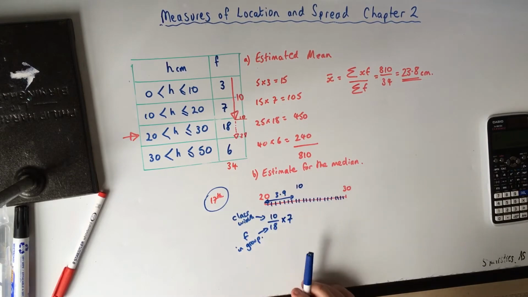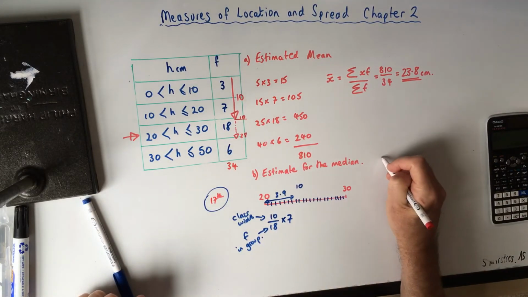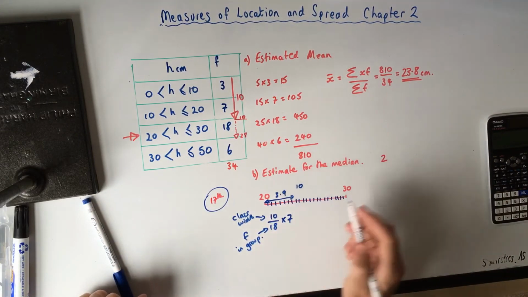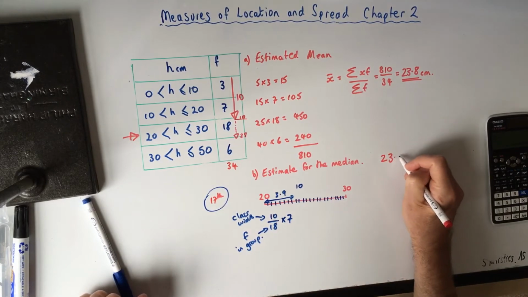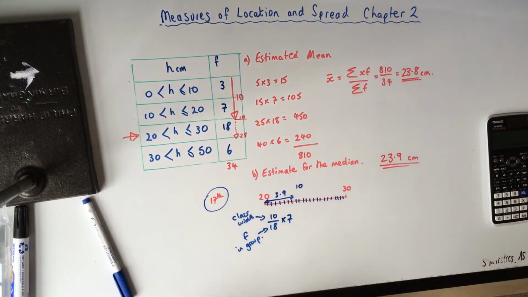So 3.9 is not quite halfway in that group, because halfway would be 5 of the 10. So 3.9 in, but the group starts at 20. That means an estimate for the median would be 20 plus this 3.9, so 23.9 centimetres. You can see it's very close to the mean, which is what we would expect.